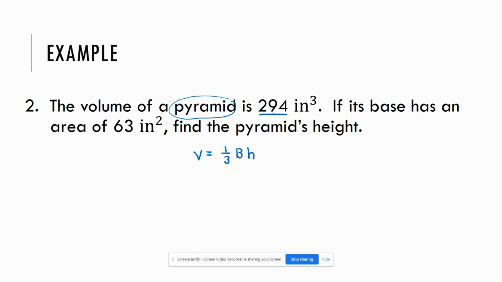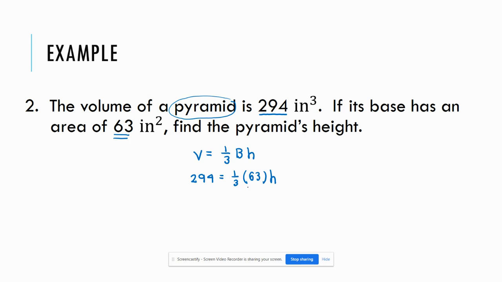So now I want to start plugging in numbers. 294 is representing volume. Volume is V. So 294 is going to equal, we'll still have the 1/3, but now notice that this 63 is the area of the base, and area of the base represents that capital B. The question is asking for us to find the height, and that's what H stands for. So now we can go ahead and start solving.